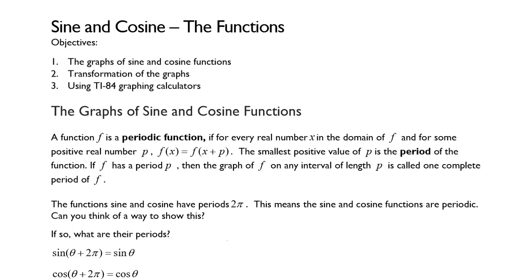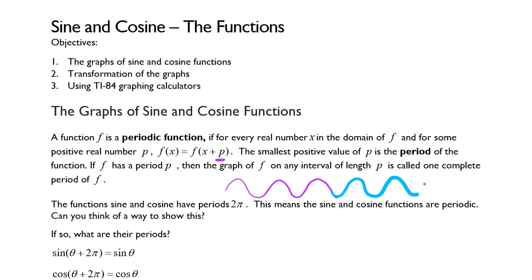A function f is a periodic function if for every real number x in the domain of f, and for some positive real number p, f of x equals f of x plus p. What this means is, if you shift a period p to the right or left, you have exactly the same function over again. So if we have some periodic function, a function that repeats itself, and we were to take another function and shift it over, we would still have that same shape again.